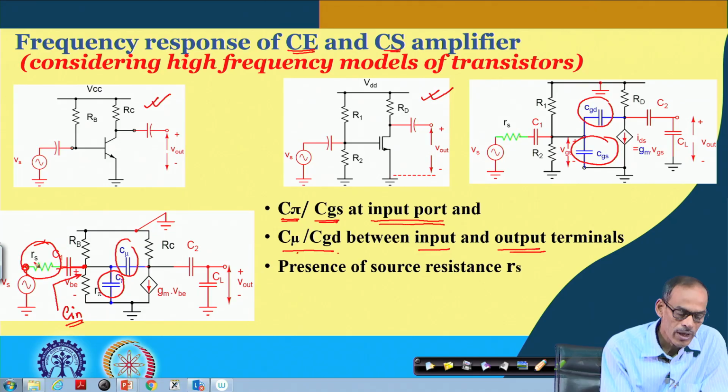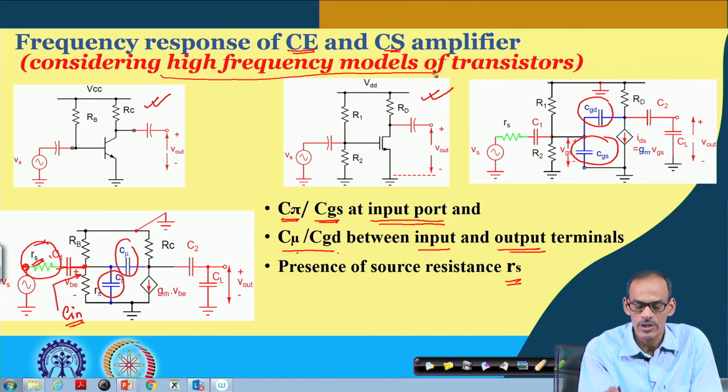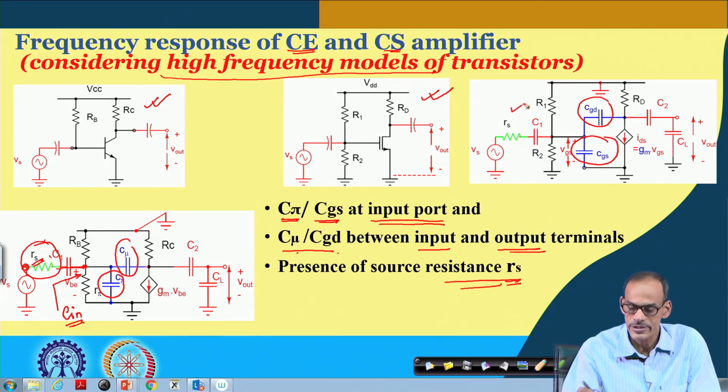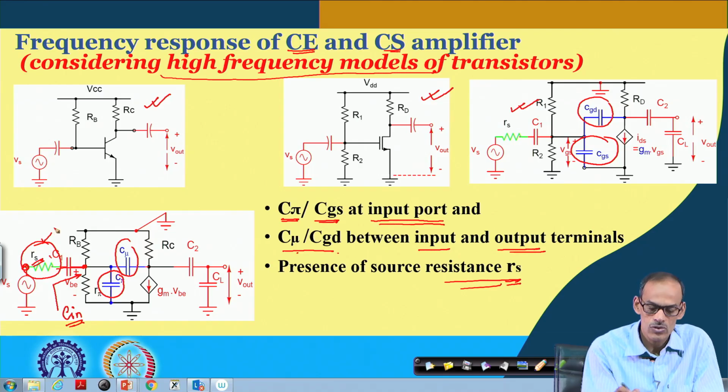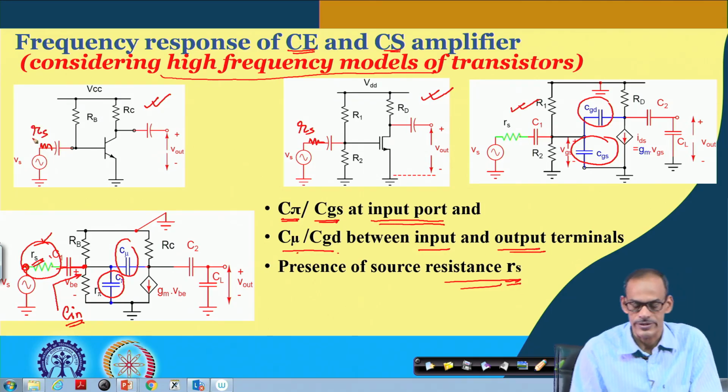On the other hand, if I consider the source resistance RS, then in the presence of C in I will expect one RC circuit, and naturally that will change the frequency response of the amplifier. So, while talking about the frequency response considering the high frequency model, we consider this non-zero value of RS here and RS here. So, we consider the source having RS, and this source also has source resistance RS.